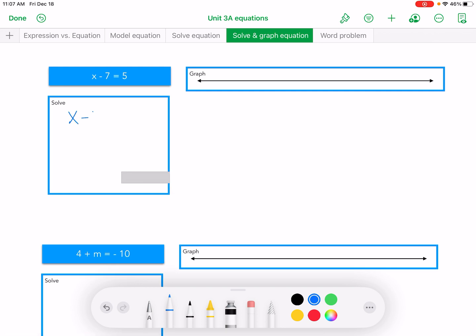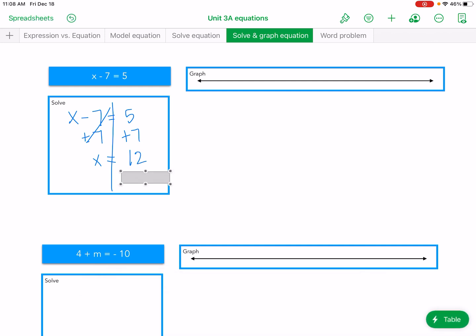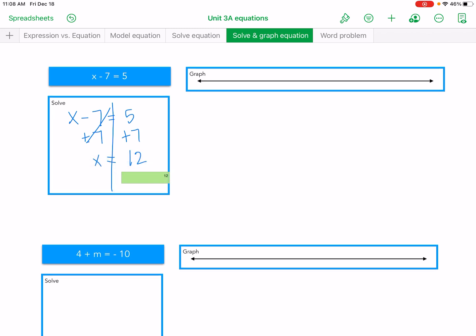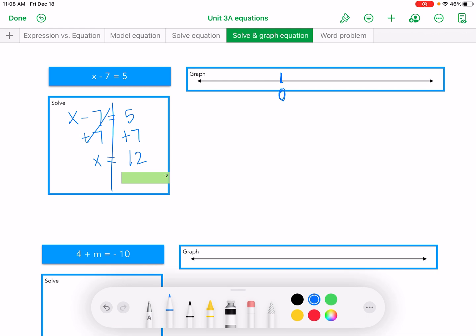X minus 7 is equal to 5. I'm going to put a positive 7 on both sides of the equation. That cancels out. That's the inverse operation, and my answer is 12. Yep, and it is correct. Here is 0, and 12 again is going to be positive, and it's on the right-hand side. It is equal to 12.